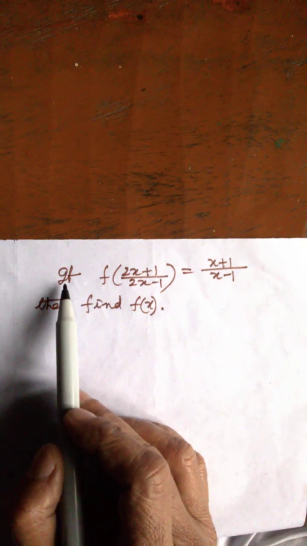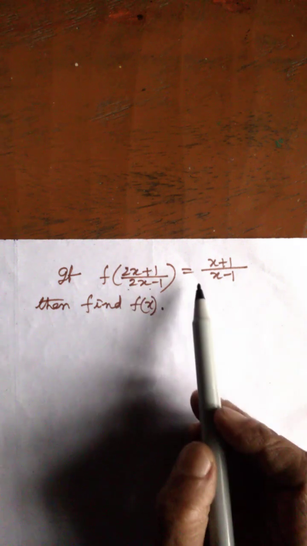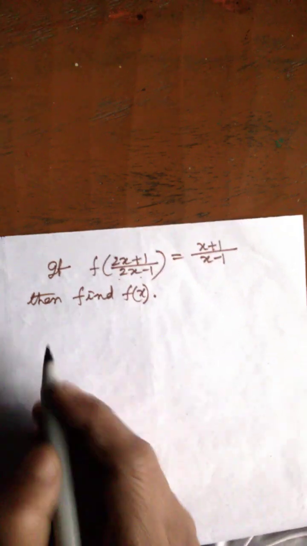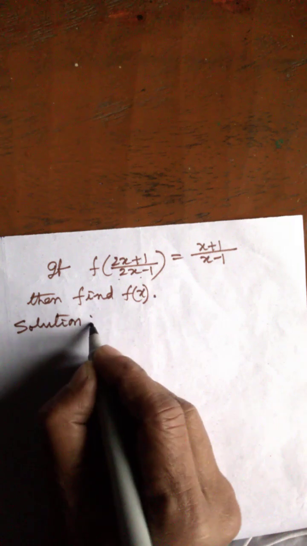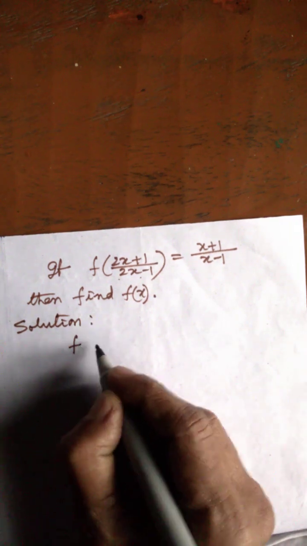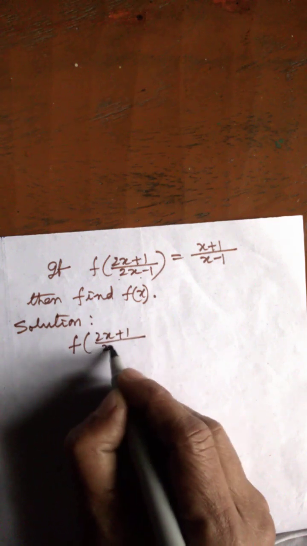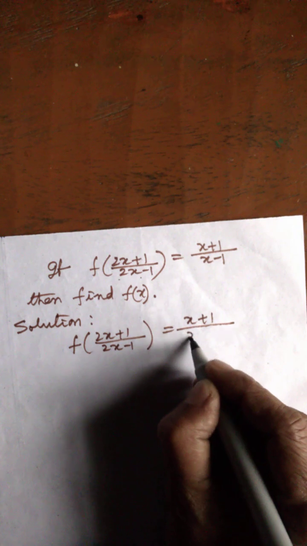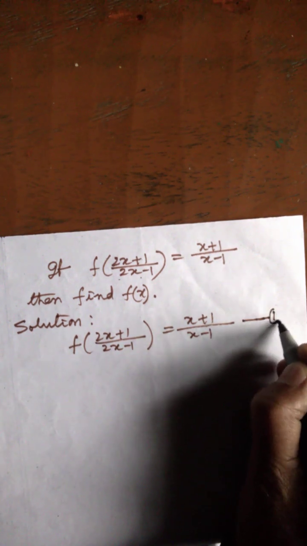Question: if f((2x+1)/(2x-1)) = (x+1)/(x-1), then find f(x). Solution. First write the question. If f((2x+1)/(2x-1)) = (x+1)/(x-1), name it equation number 1.